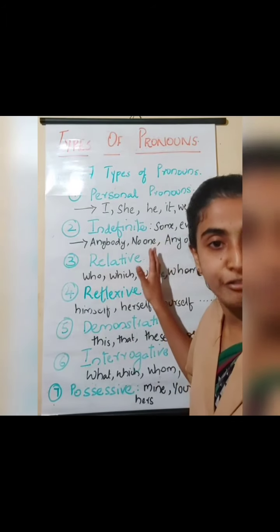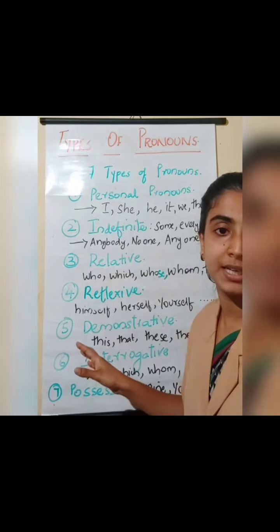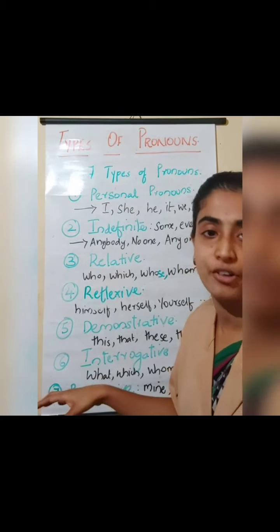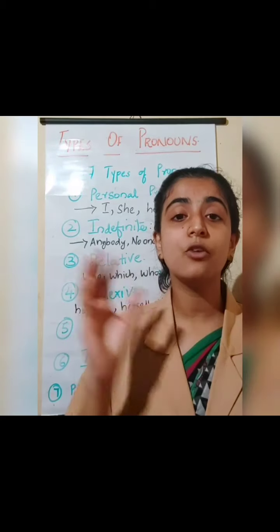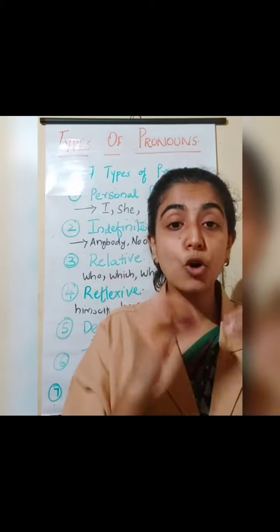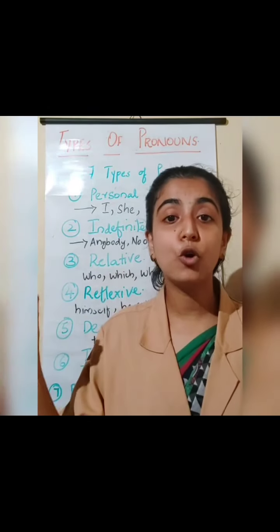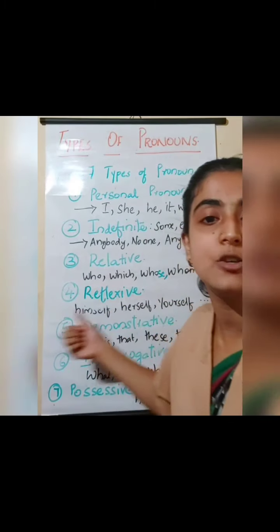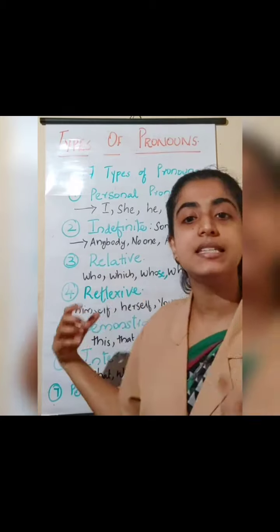All these are indefinite because you don't want to refer to anything specific. You want to say something very general. Now the next one is relative. Relative pronouns are those pronouns that are used to relate something. If you want to join two sentences, you can make use of relative pronouns like who, which, that, whose, whom. All these are relative.